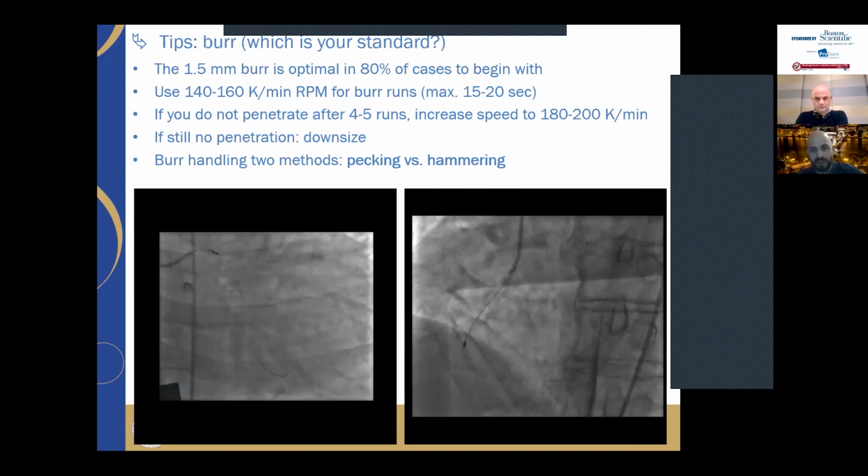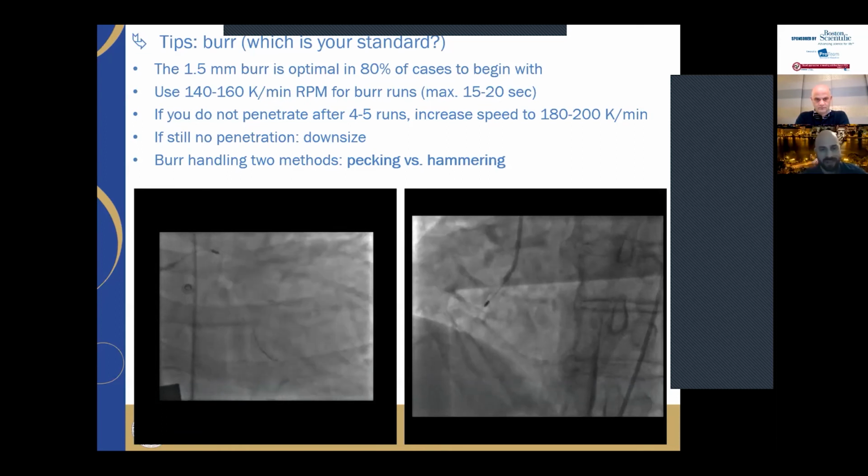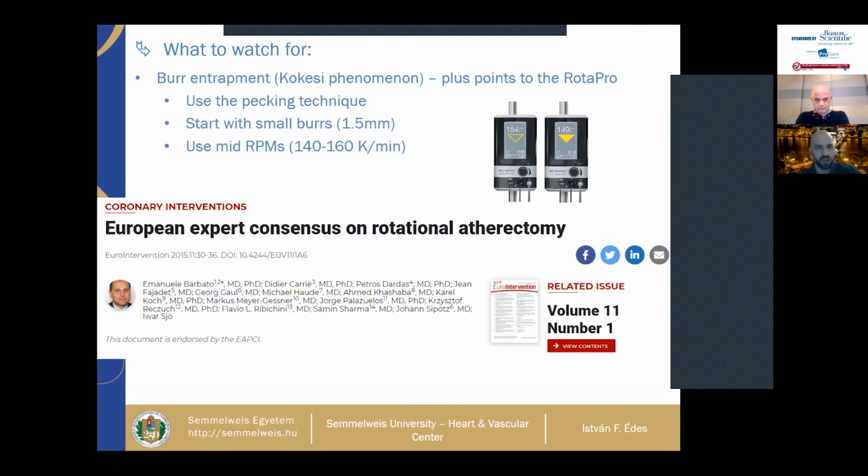And on the right side, you can see the hammering method. I prefer the pecking method, which is much slower. It's gradual. The hammering method also has a couple of drawbacks that I will just talk about, which is burr entrapment, or the so-called Kokeshi phenomenon.